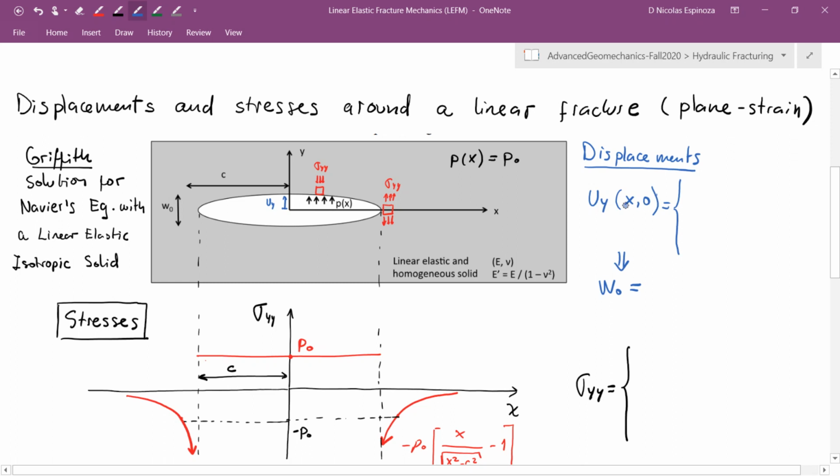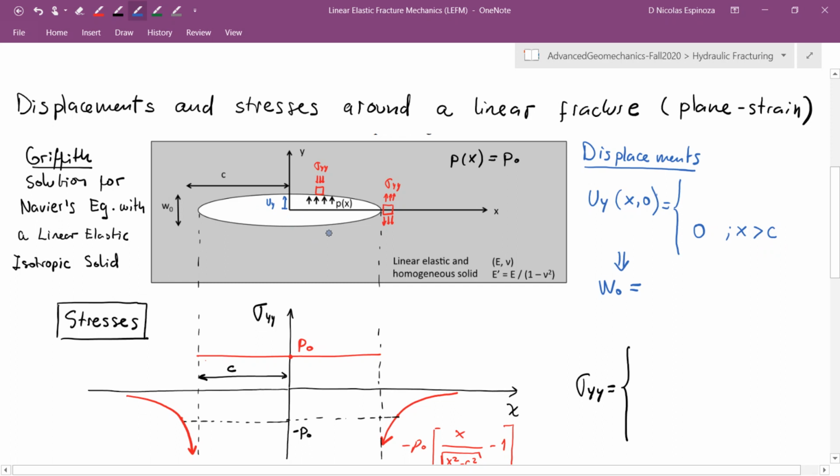Uy is going to be a function of where that point is along the fracture. The solution, therefore, is going to depend on the position x. And at the fracture, that means at y equal to 0, the solution is going to be the following. For any point outside the fracture, and that's actually also a condition, there is no displacement. So uy is going to be equal to 0 for any position x which is larger than the fracture half length c.